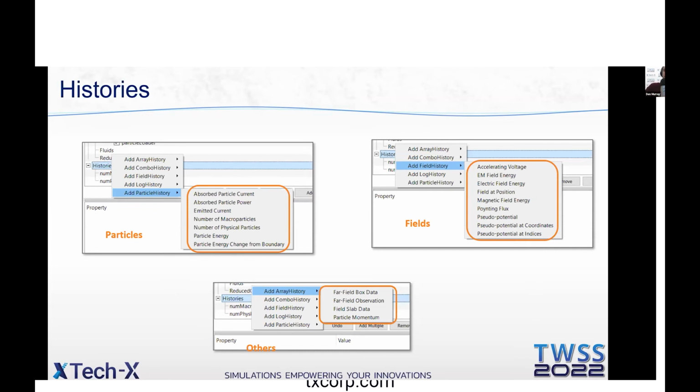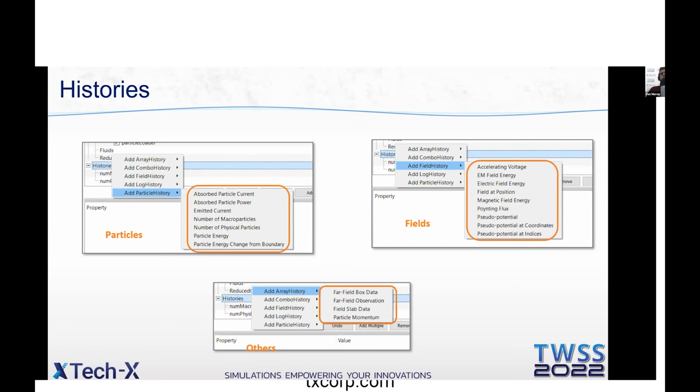If the user wants to have all of the information from all the steps in between dumps, what they can do is create a history. And this history will then record all the information at every single time step and basically add it into one gigantic log file. So if we add a particle history, we can say, for instance, look at the absorbed particle current. In essence, what this would be doing is, say the electrons come in, hit my upper X boundary, and get absorbed into that boundary. This history would keep track of every single electron that does that through the entire simulation.